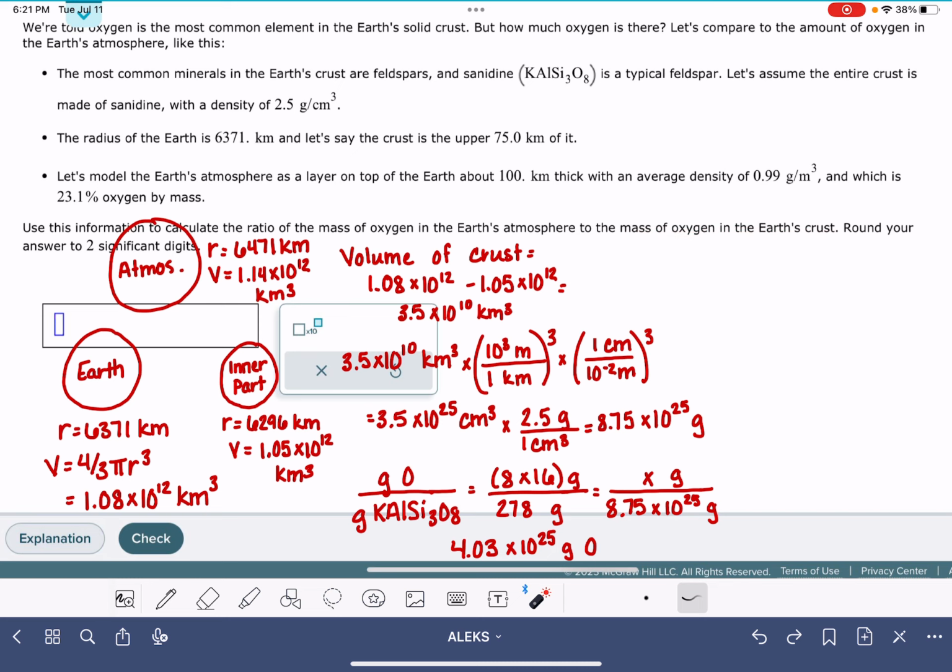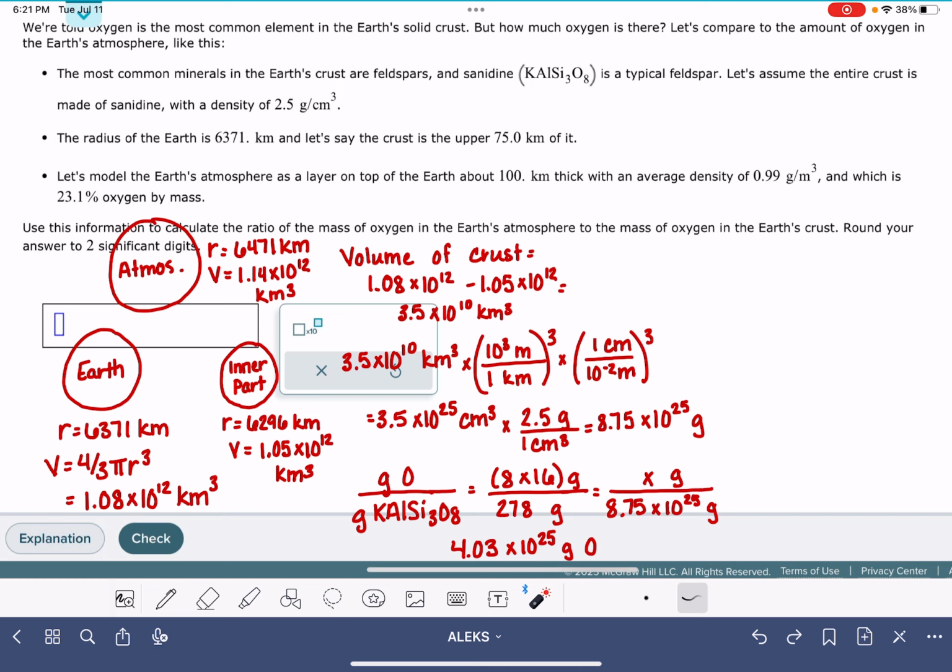We now have to figure out the mass of oxygen in the atmosphere. So the atmosphere is around the Earth. It's telling us that the radius of the whole entire atmosphere is 6,471, at least in my version of the problem. I know that because it says that the atmosphere is 100 kilometers thick over the surface of the Earth. So I took the radius of the Earth plus 100 kilometers, and that gave me the radius of the atmosphere. I used the volume equation to calculate the volume of the atmosphere.